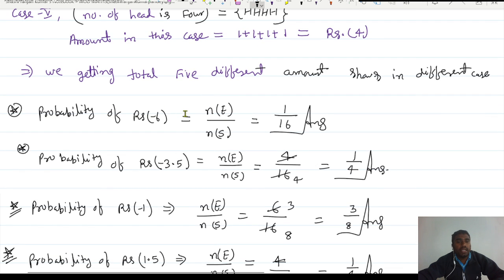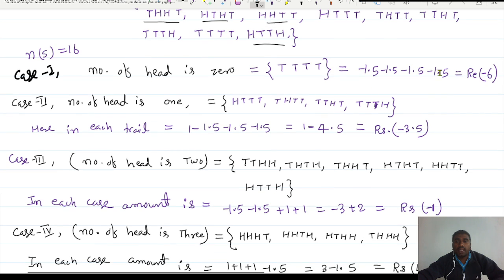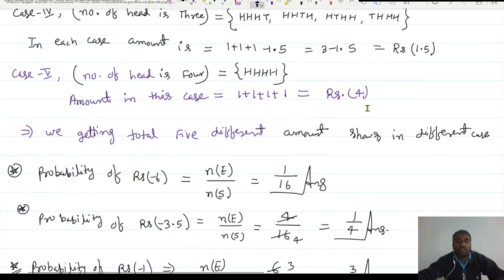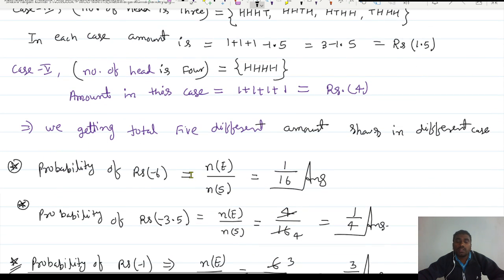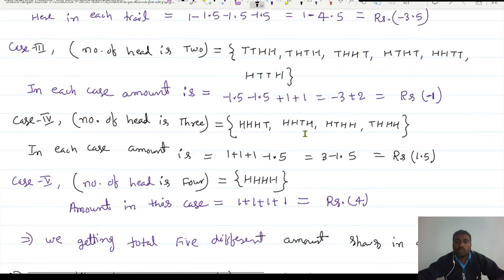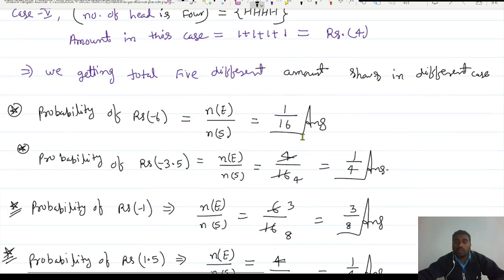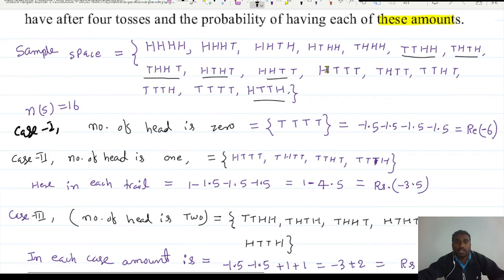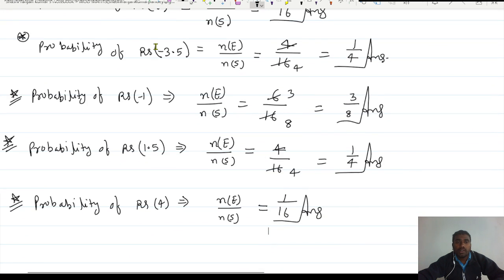After that we are finding the probability of each amount. So in the first case we are getting minus 6 rupees, so we are finding the probability of getting minus 6 rupees. For getting minus 6 rupees you have only one favorable case, that is all T. So that is 1 upon 16 total. Why 16? Because in the sample space we have a total of 16 outcomes. In the same way we are doing it for all the other cases. Hopefully you get the concept.